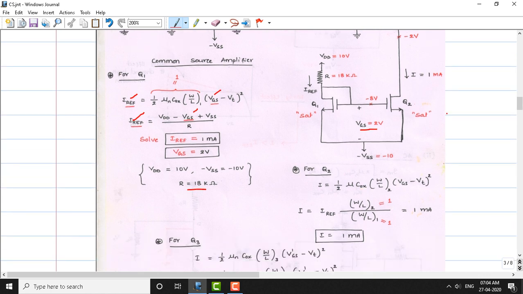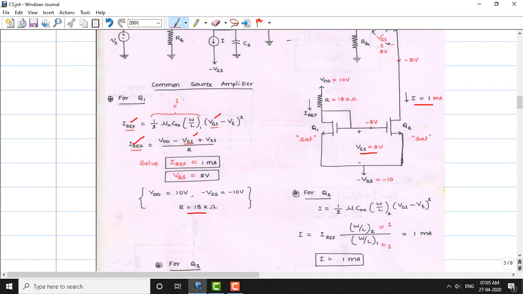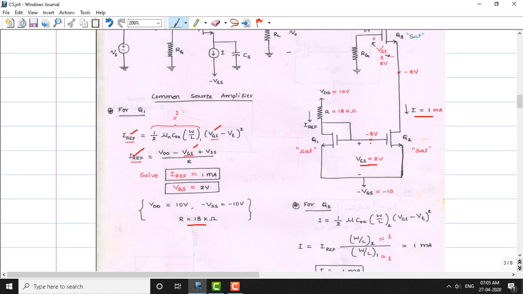So for the Q2 transistor, the current flowing here is going to be 1 milliampere, because the I reference is going to be 1 milliampere. If I assume both transistors are identical, the same 1 milliampere current also has to flow here. So I is equal to I reference, which is equal to 1 milliampere. And if I assume the width and length of this transistor are the same as the width and length of this transistor, the current flowing in this branch will be 1 milliampere. If 1 milliampere current flows here, that means there must be a VGS of 2 volts here.